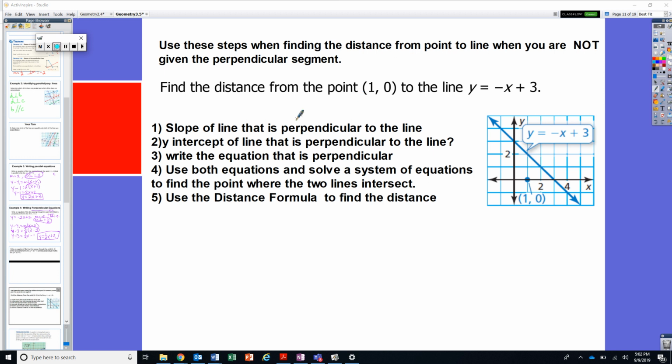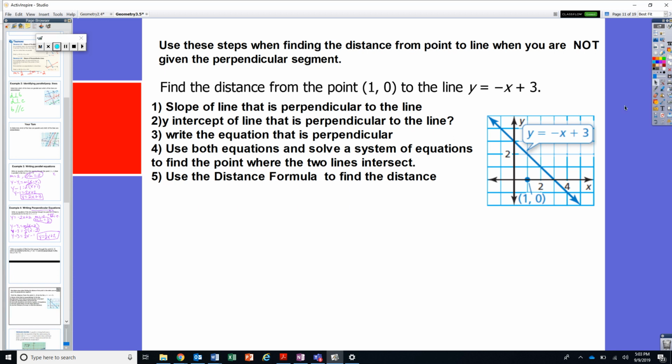All right, so we know that we want to find a perpendicular equation. We know that because the distance from a point to a line is a perpendicular segment. So let's first and foremost identify what that perpendicular line slope is going to be. If we think about step one, the original slope of y equals negative x plus 3 is negative 1. So that means that my perpendicular slope is going to end up being a positive 1. Off to a good start.